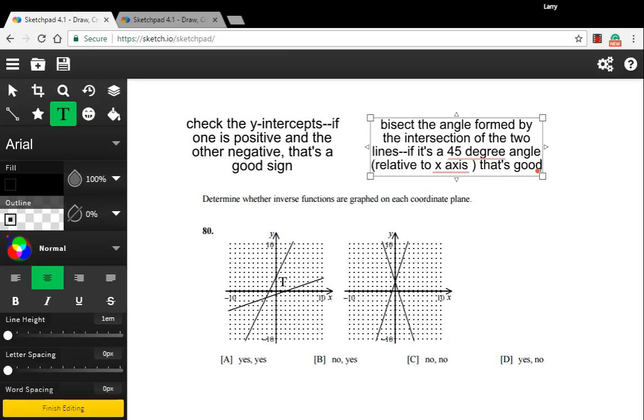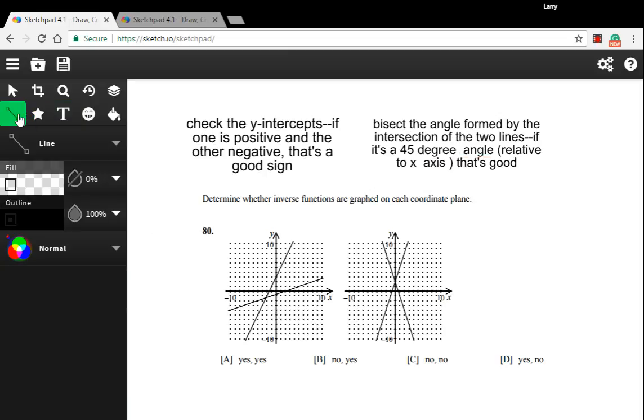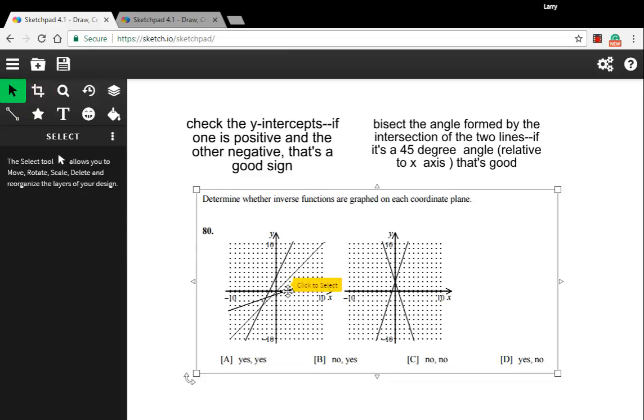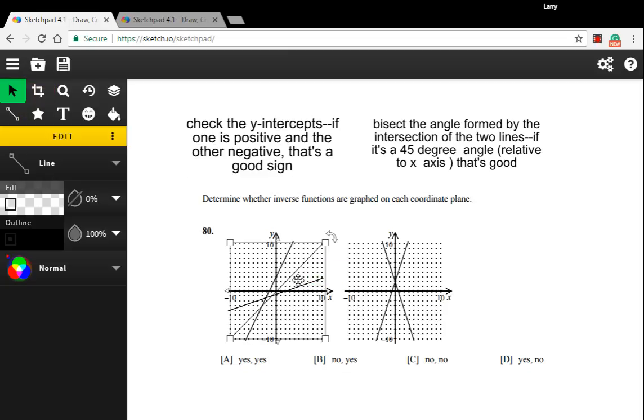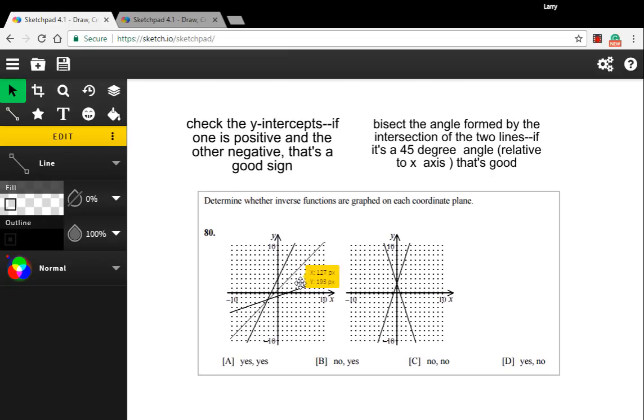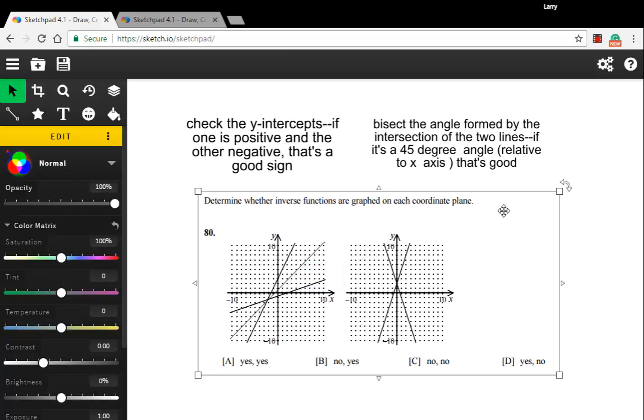In this one here, I've got one that's positive, one that's negative. So this could be an example of inverse functions. And then what I would do is just draw a 45-degree angle. So the easiest way to do that is just start on one corner of the graph and draw a line straight up to the other corner of the graph. Now this line doesn't bisect that angle yet, but I can make it do that just by moving it around. There we go. So I'm going to try to move this line. Well, I guess I'm going to try to move the graph until it's right in the middle.